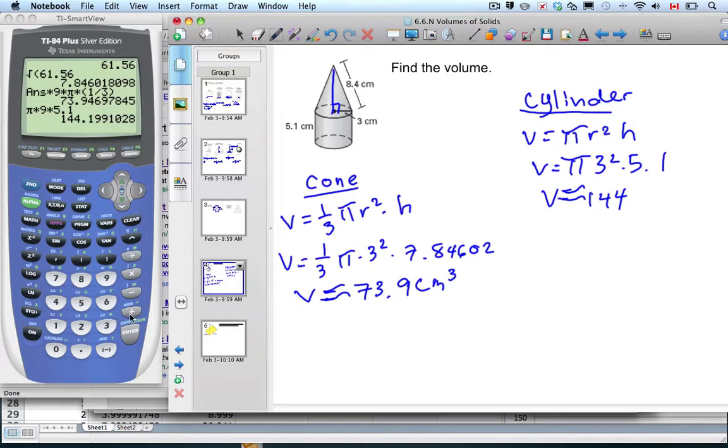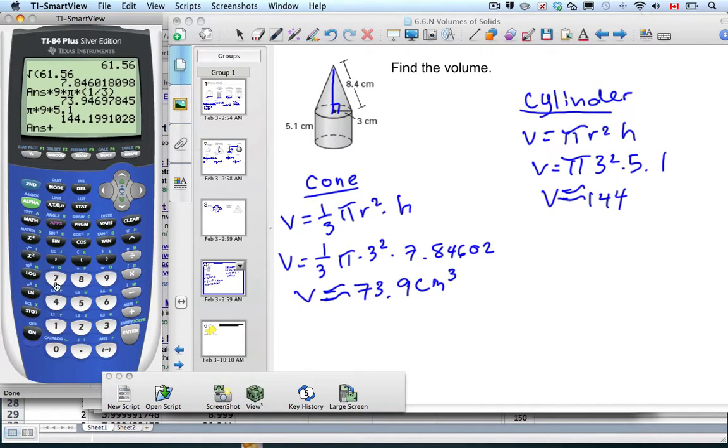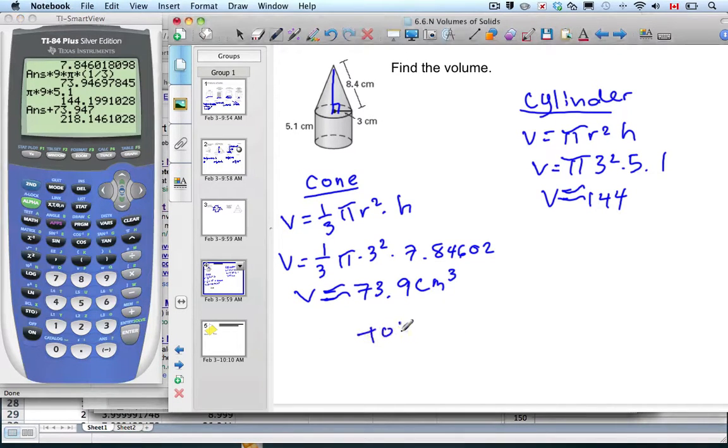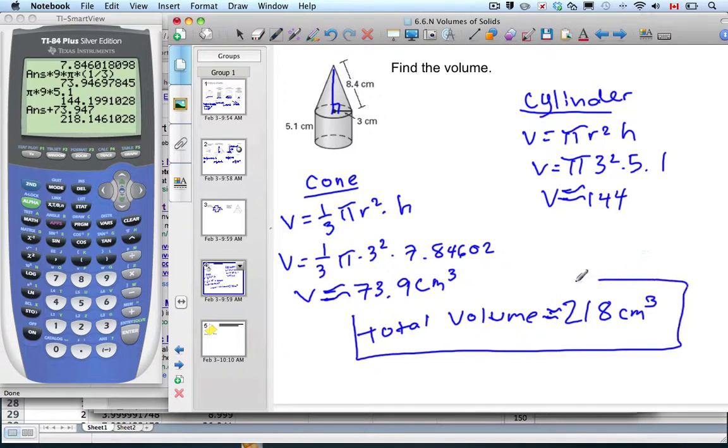So we'll just go ahead and add this value to 73.9. Okay. And we get the total volume is 218 centimeters cubed. You should probably make sure that this is approximate. Right. Okay. Great. I think we'll stop there and do one more example on a second podcast.